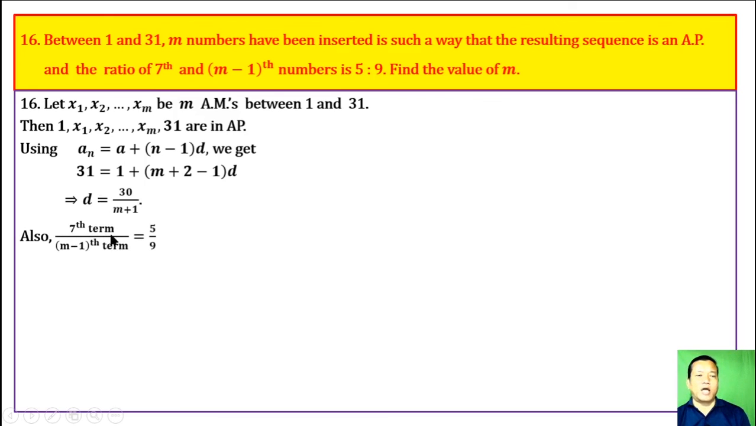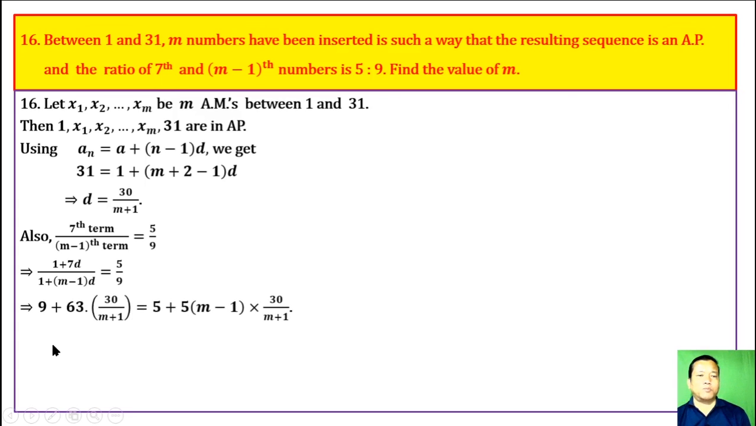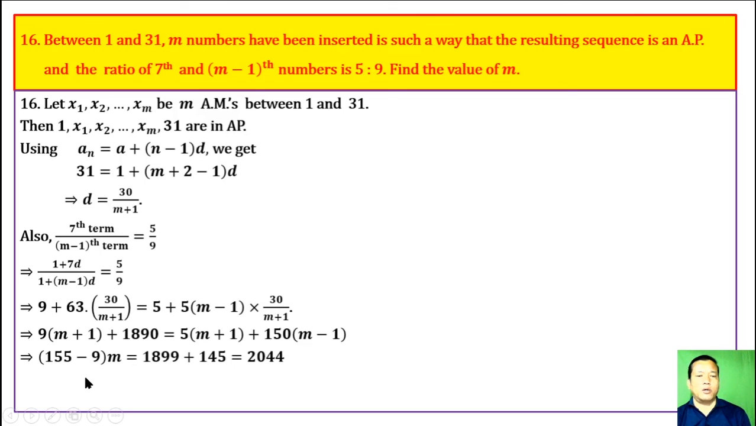Therefore, the 7th term divided by the (m - 1)th term is given as 5:9. The 7th term is 1 + 7d, and the (m - 1)th term is 1 + (m - 1)d. Cross multiply and put the value of d, and we get m equal to 14, which is the required value of m.